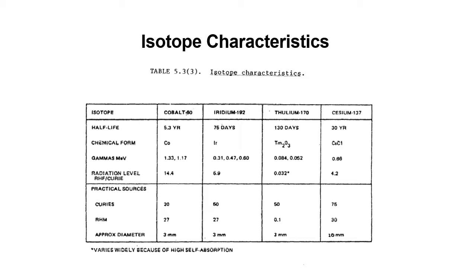So the iridium has a half-life of 75 days. So with iridium, after 75 days, you're down to 25 curies. With cesium, after 75 days, you're still at 75 curies. So just kind of giving you a side-by-side look at what the half-life does to how much radiation is being kicked off, and also a side-by-side look at the half-lives of the various isotopes and their characteristics.